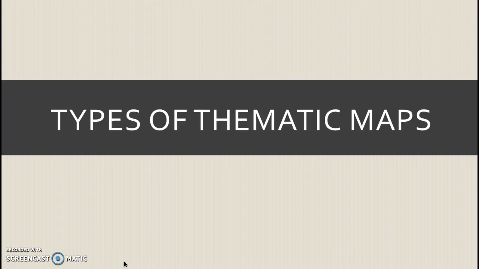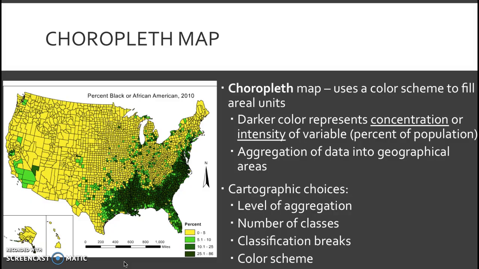Cartographers generally distinguish between two types of maps: general reference maps and thematic maps. Reference maps are used to show the location of spatial phenomena, and thematic maps, or statistical maps, show the spatial distribution of one or more attributes or variables. Let's look at some examples of ways that data can be represented in thematic maps.